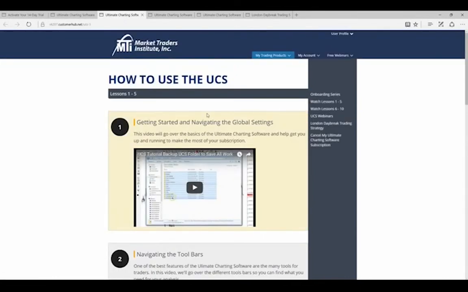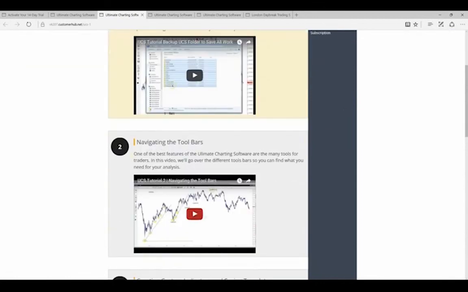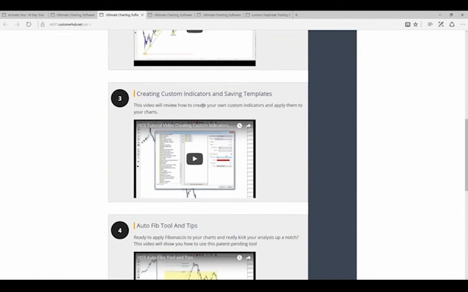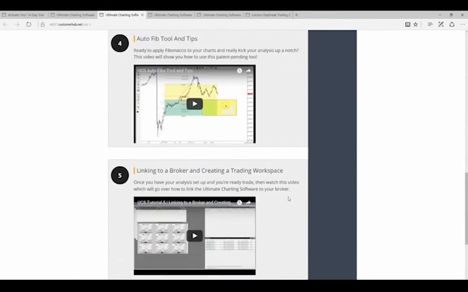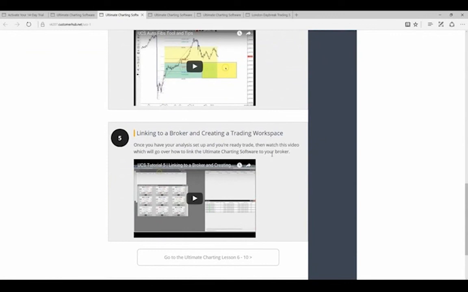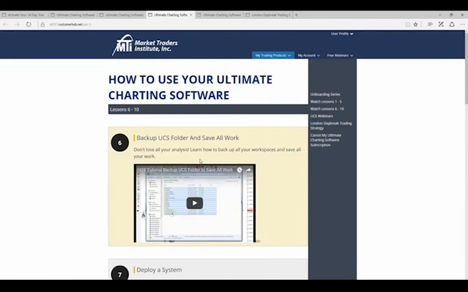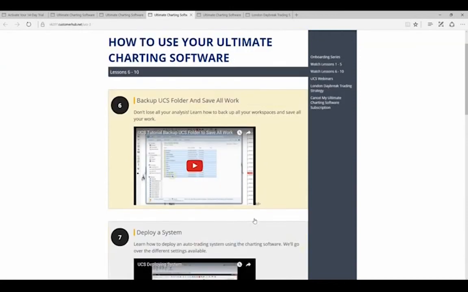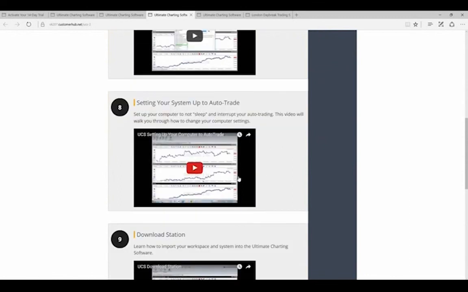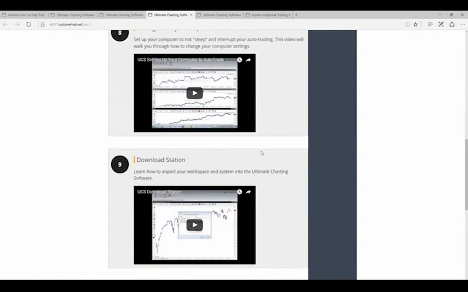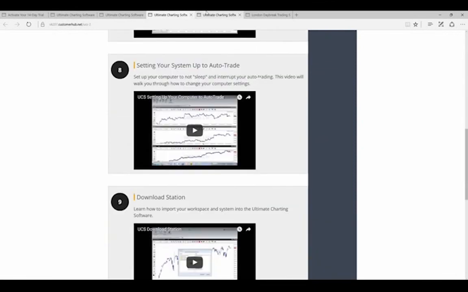The next lessons cover getting started using the settings in the charting. The toolbars will teach you and show you how to use that, how to create your own custom indicators and save those templates I just showed you. The Auto Fibonacci Tool will teach you and give you some tips on how to use that as well. We'll teach you and show you how to link your broker account and create your trading workspaces in these video lessons. We'll show you how to back up your work, how to deploy a system, and set up the auto trade. I don't have a lot of time to show you that, but we'll teach you how to auto trade using this, and we'll teach you about all this as well.